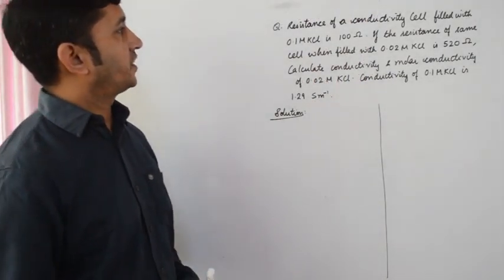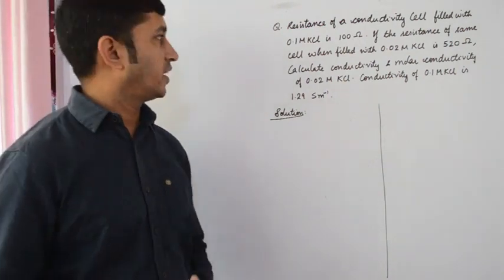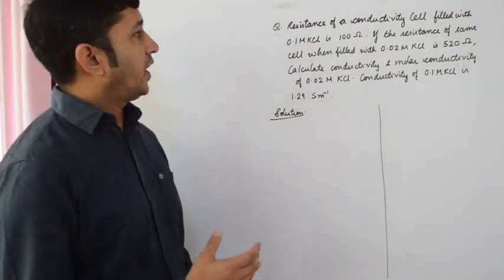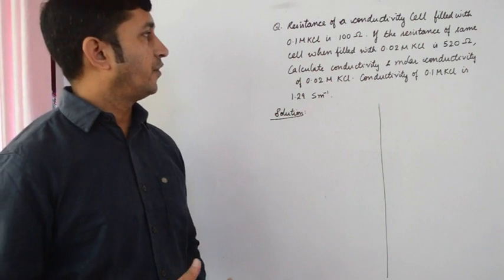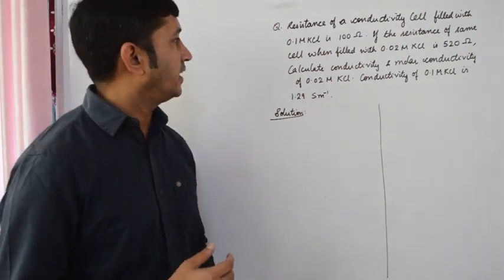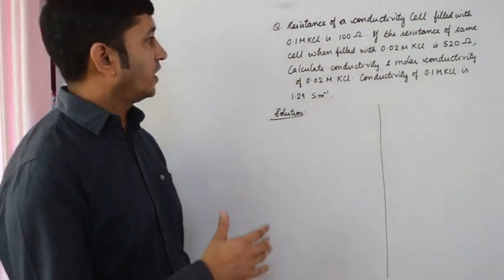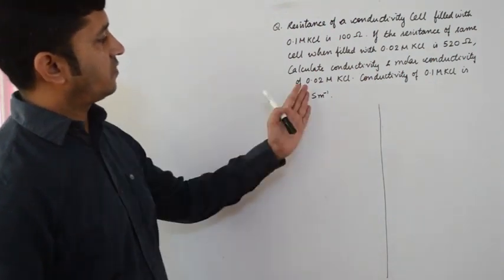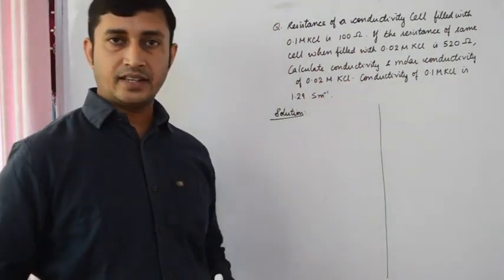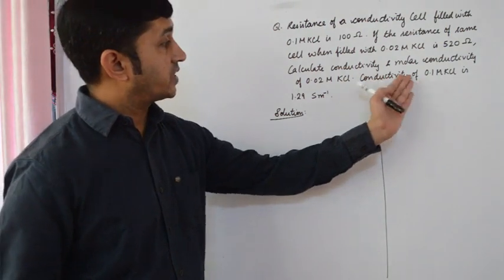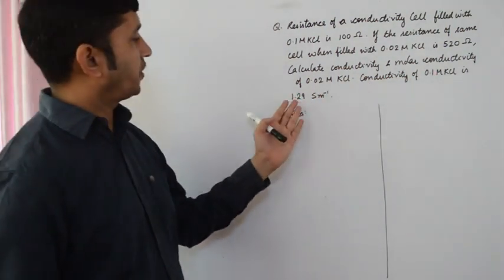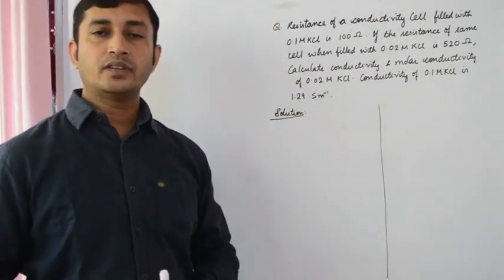Resistance of a conductivity cell filled with 0.1 molar KCl is 100 ohm. If the resistance of the same cell when filled with 0.02 molar KCl is 520 ohm, calculate conductivity and molar conductivity of 0.02 molar KCl. Conductivity of 0.1 molar KCl is given here: 1.29 Siemens per meter.